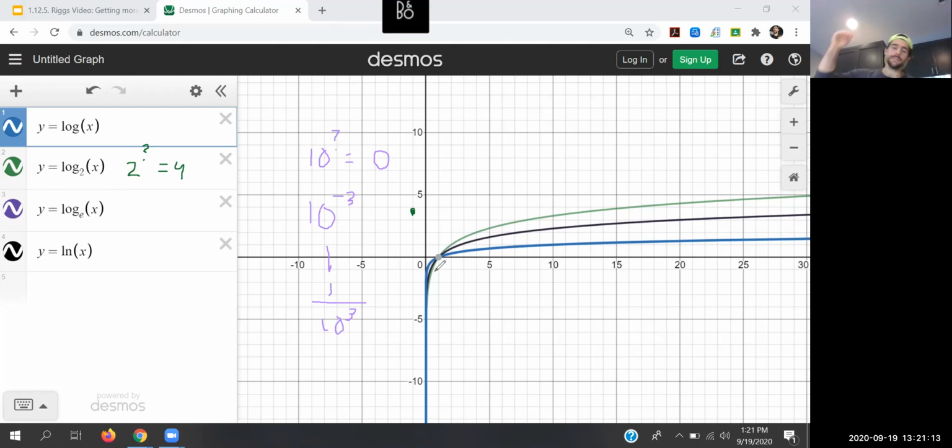So all these numbers just dive down as you get closer and closer to where x is 0, because that's an impossible question. So every log-based function is defined for positive x values and never where x is exactly 0.